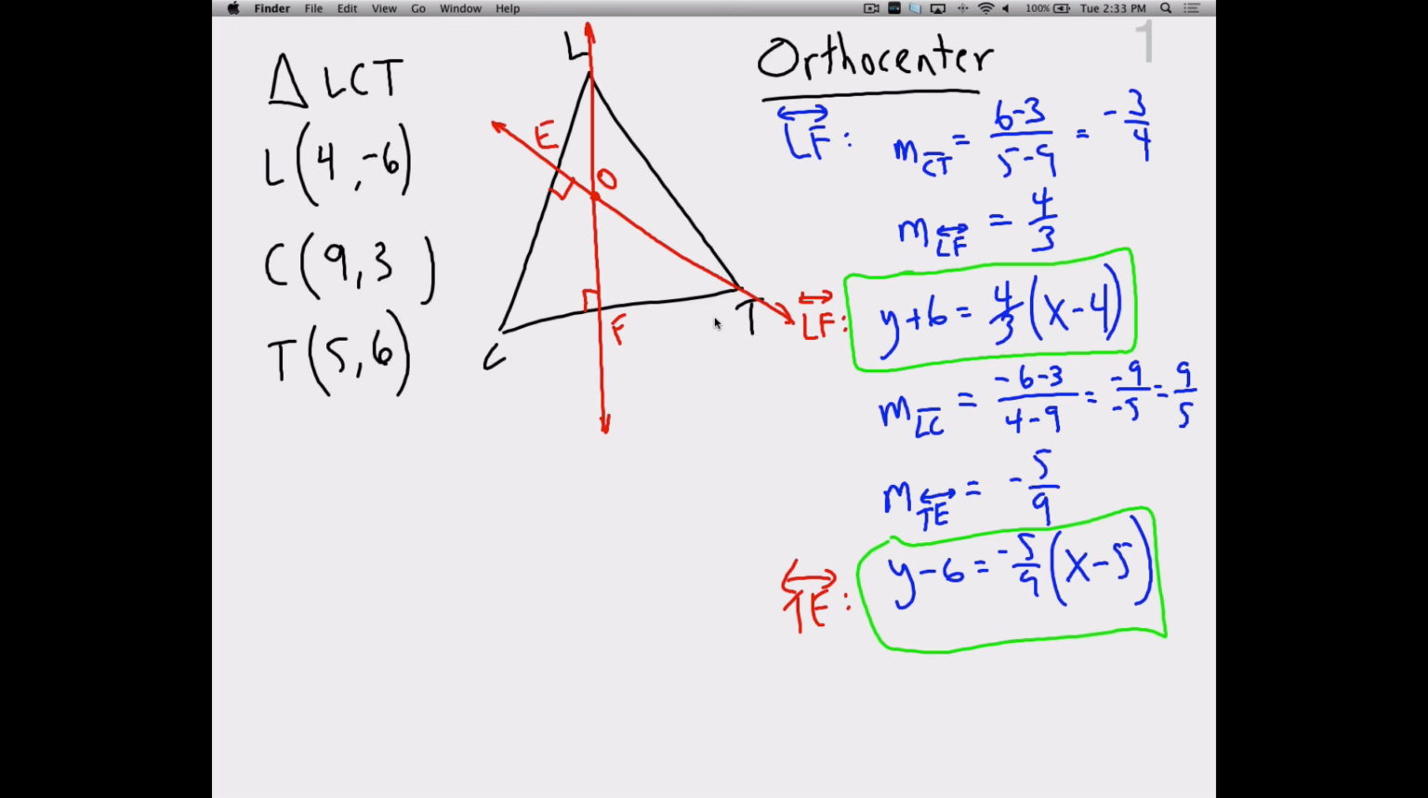Do we need to use like the medians? For this, no, that's an orthocenter. You'll need to use the medians for the circumcenter. I'm sorry, for the centroid. And you'll need to use the perpendicular bisectors for the circumcenter.